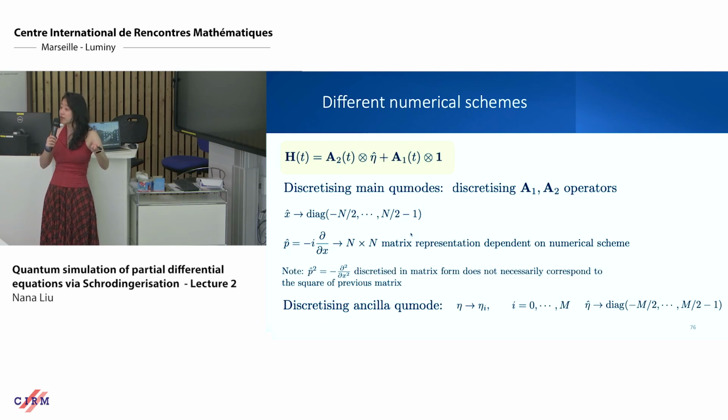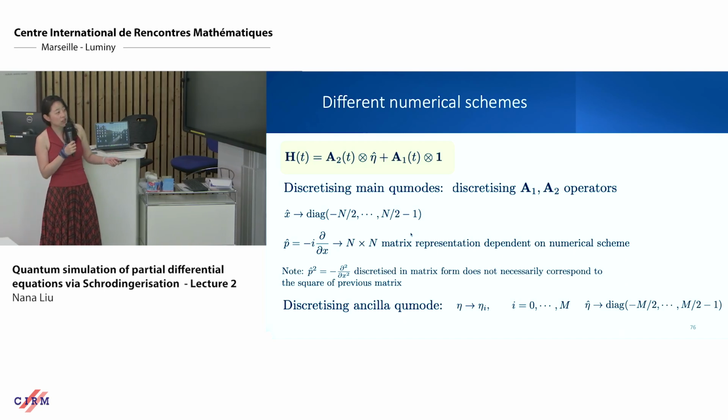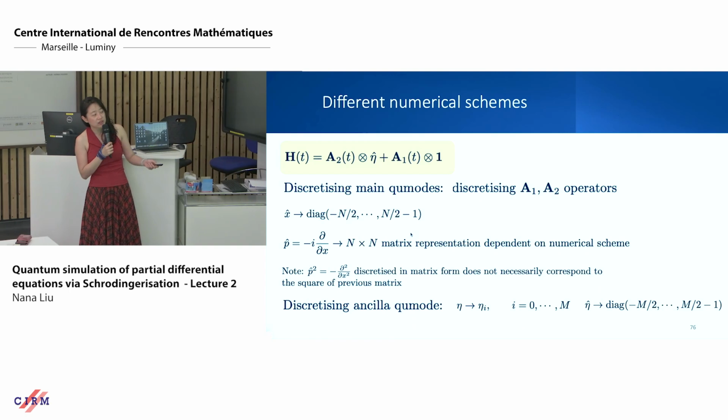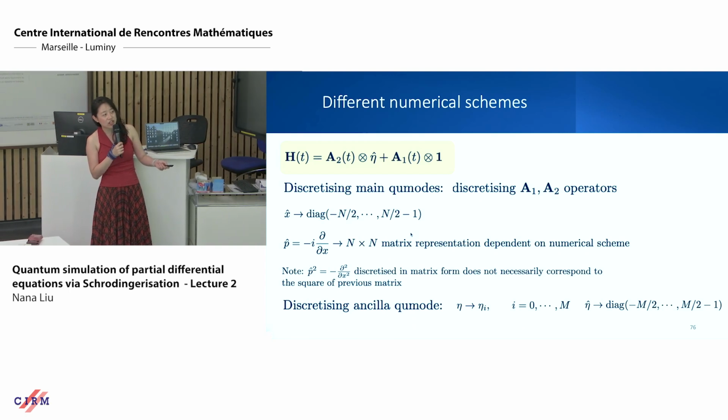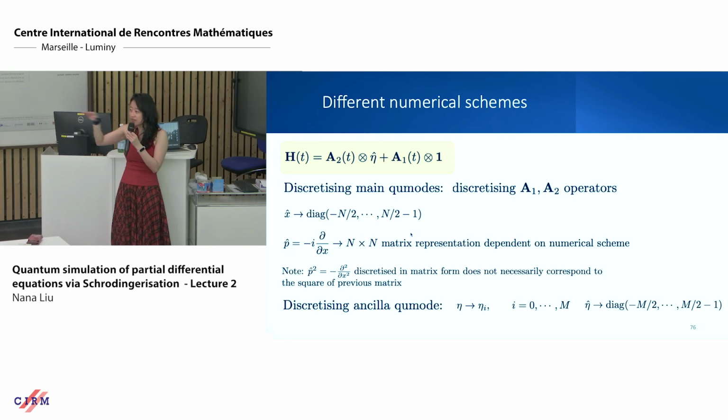to be a little bit careful about. When you're discretizing this, don't look at p squared and just square the previous matrix. You have to use a particular numerical scheme, looking at what you mean by second derivatives. Or if you discretize the oscillator mode, then eta hat is the diagonal of minus m on 2 and m on 2, if you want to discretize eta in terms of m.